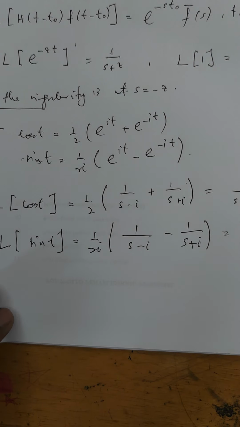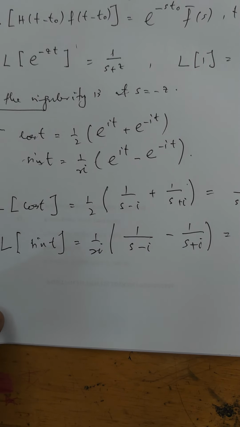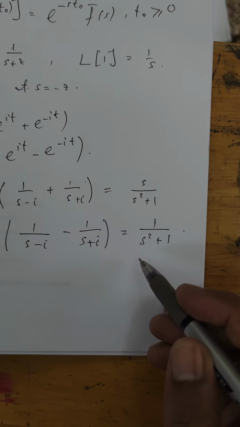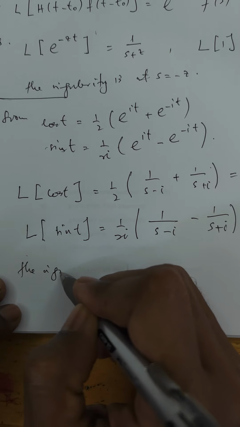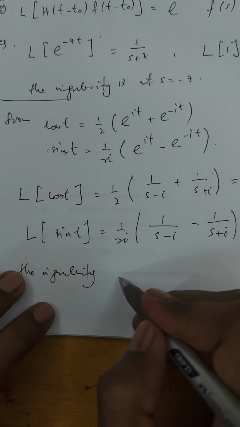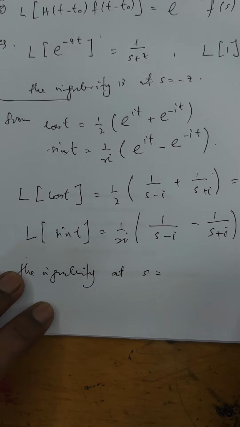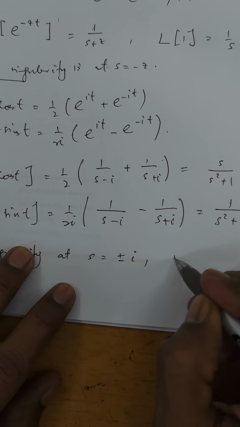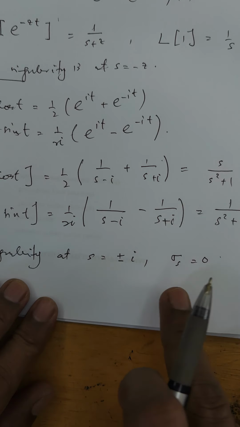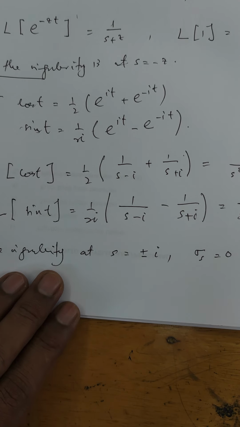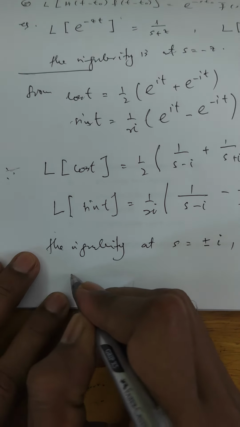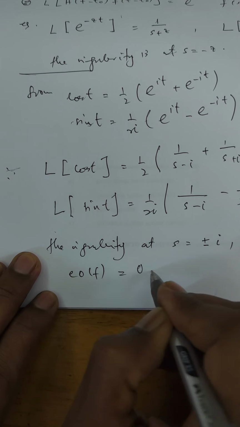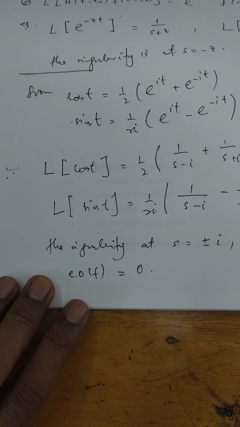So you can see for these two transforms, these two functions, cos and sine, the singularities occur at s equal to plus or minus i. You can see the abscissa of convergence sigma s is equal to 0. I hope you can see why the abscissa of convergence is 0, and the exponential order of f is 0. So therefore the abscissas of convergence and absolute convergence are 0 as well.